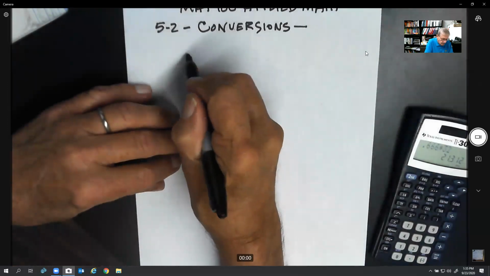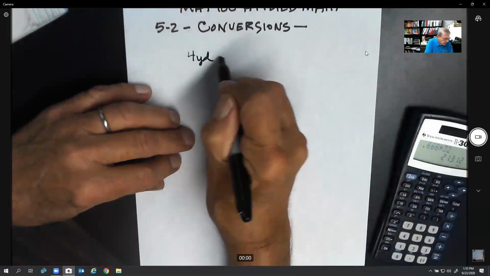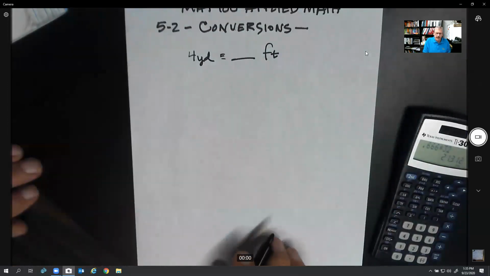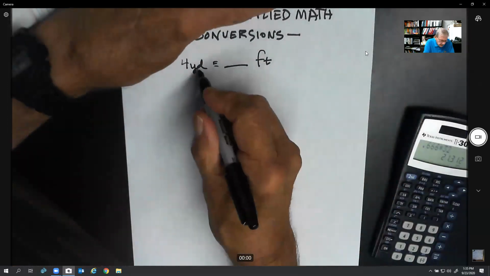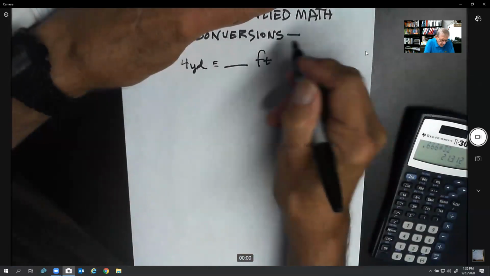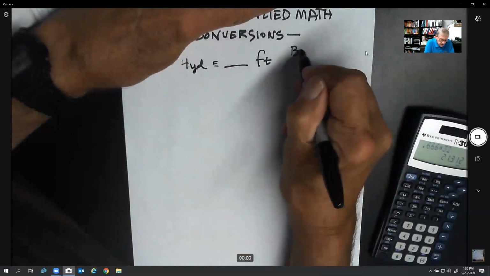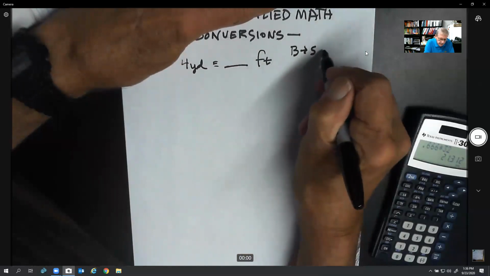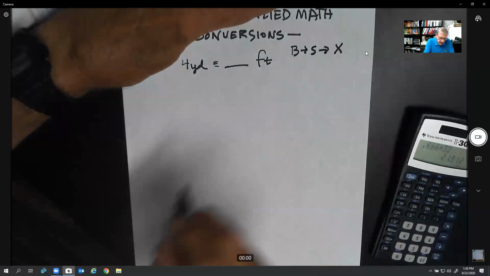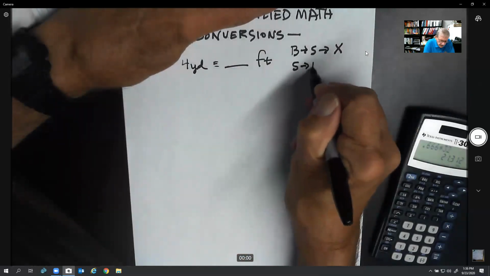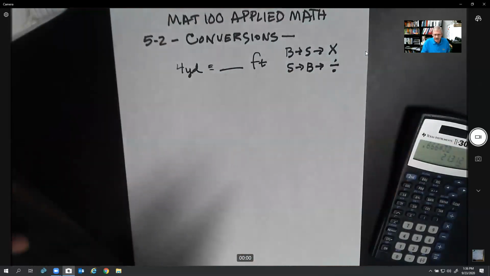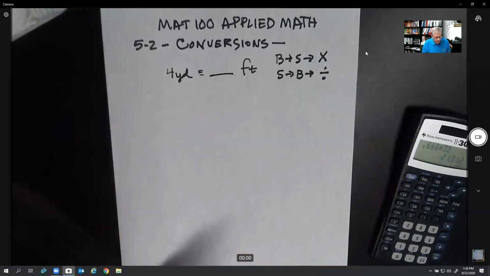So we want to change 4 yards to feet. Now, when I went to school, they told me a little trick: if you're going from a big unit like yards to feet, we're going to multiply, big to small. Multiply. I put a times sign. And small to big, divide.